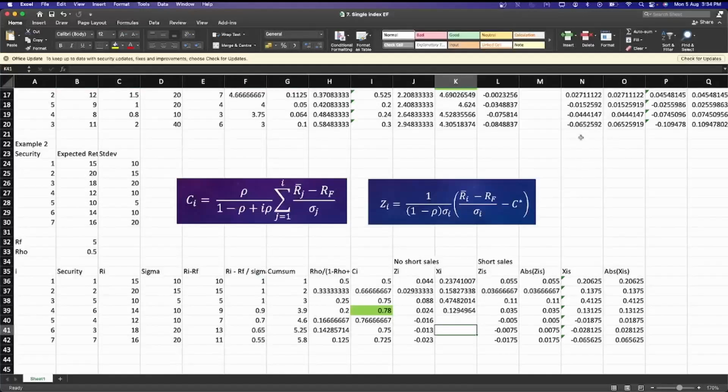which is this becomes our C star. Using that, we calculate the Zi, we calculate the absolute values of Zi, then we calculate the Xi's, which is Zi divided by the sum of all of this. This is our final portfolio, and you can notice that some of them are negative. That means we have to short sell these 3 securities, 4, 3, and 7. And if we sum the absolute values of Xi, then again they will sum up to 1.